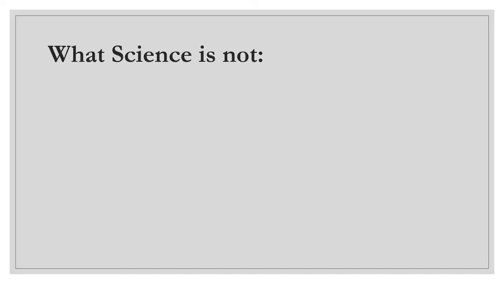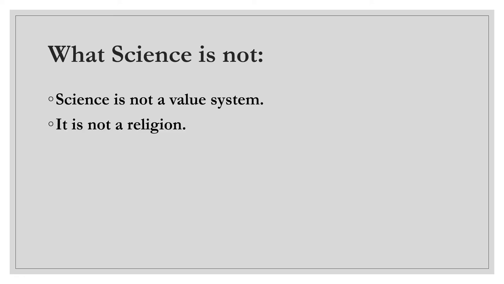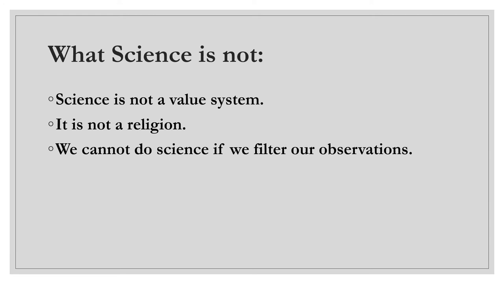So science is not going to be the following things. It is not a value system, so it should not be something that is telling you this is good, this is bad. It is not a religion. It has to be kind of unbiased. So when we do science, we can't filter our observations. What this means is, if I have some belief in mind about some pattern that I'm seeing, and then I do an experiment and I get an answer that doesn't fit in with my previous beliefs, I can't filter my observations. I can't say, well, I don't think that's happening, even though my results say it is. So you have to make sure that you're trying to be objective when you're doing science.